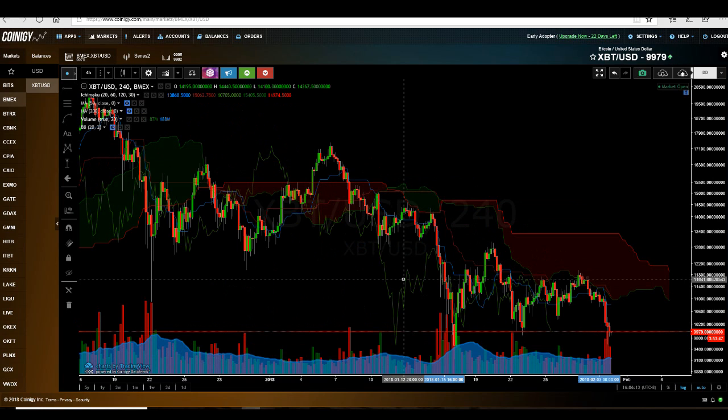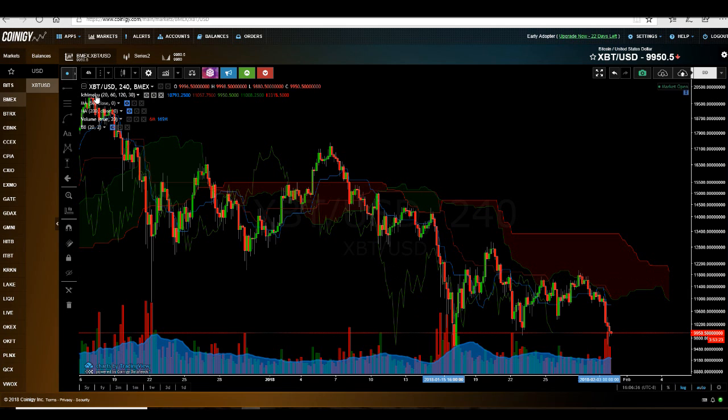I'm here to talk about the Ichimoku cloud and how you can use the conversion and baselines to find support and resistance, and also use them as entry and exit signals. This is going to be the first part of the video on Ichimoku clouds, so let's get into it, man.